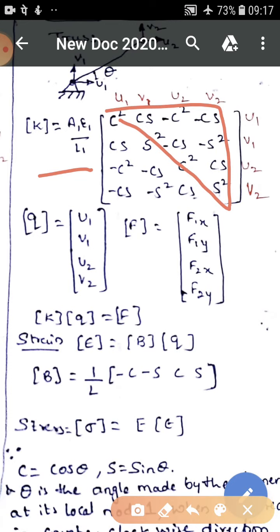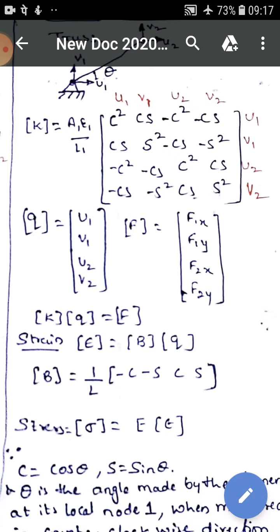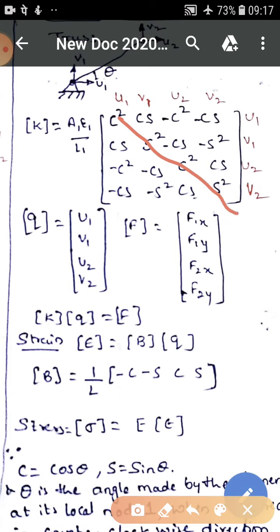How to remember it? See here, starting from the principal diagonal elements, you go on writing the first element as C square, then CS, then C square, CS. In the second row, the principal diagonal element is S square, then CS, S square. Once it is C square, in the second row it is S square, and again in the third row it is C square, and in the fourth row it is S square. These are the principal diagonal. After C square or S square, there is a component called CS. I'll tell you about all these terms now.